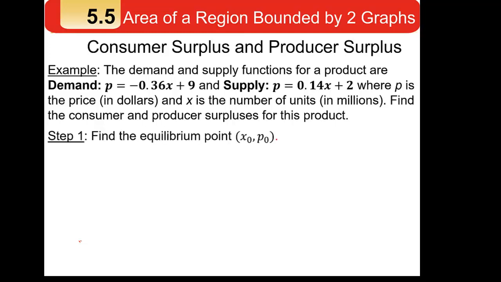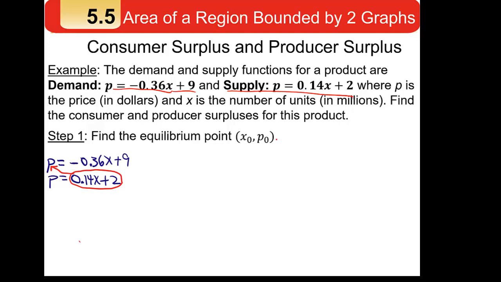It's simply an application of the formulas, but in order to use the formulas, if you remember, you have to know the equilibrium point. So unless you're given it, you have to first find the equilibrium point. The equilibrium point is just where the demand curve and the supply curve cross. So if you take the demand curve and supply curve and find the intersection point, you know that P is equal to negative 0.36x plus 9, and that P is equal to 0.14x plus 2.